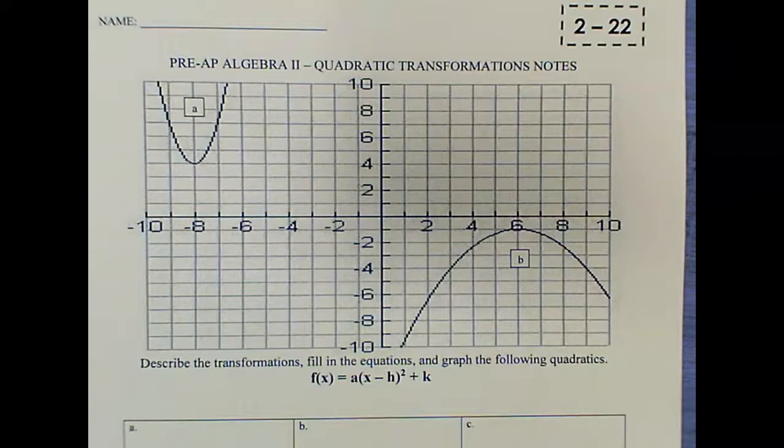So we're going to be transforming parabolas in these graphs. And so we have 6 problems to do today. Every problem gives us a little bit of something. It either gives us a graph or it gives us an equation or a description of the transformations that are happening. And then we have to fill in the rest of the information.